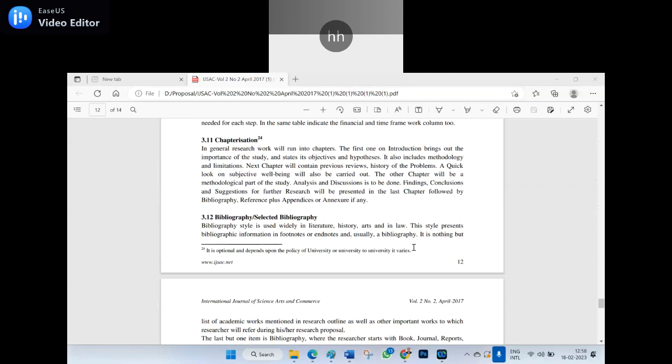If it does not reach the library, it reaches the dean or the department.